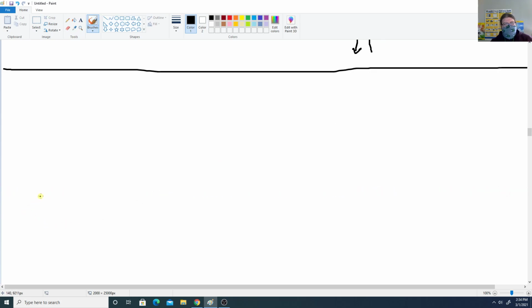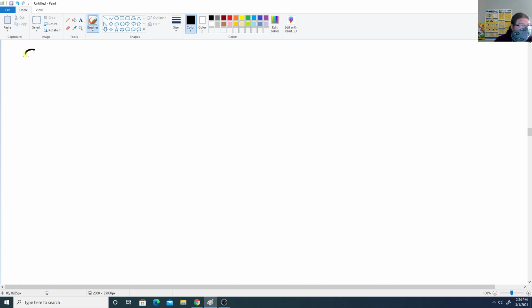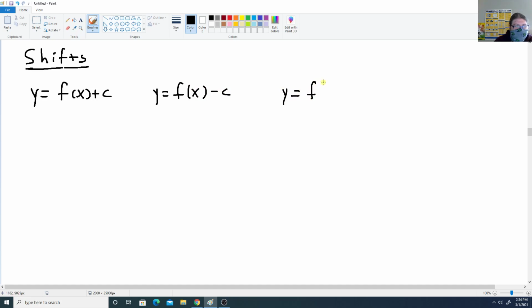Next, we need to talk about shifts. So for shifts, we have the forms y equals f of x plus c, y equals f of x minus c, y equals f of x plus c, and y equals f of x minus c. When you add c out here, this shifts your graph up c units. When you subtract c, this moves your graph down c units.